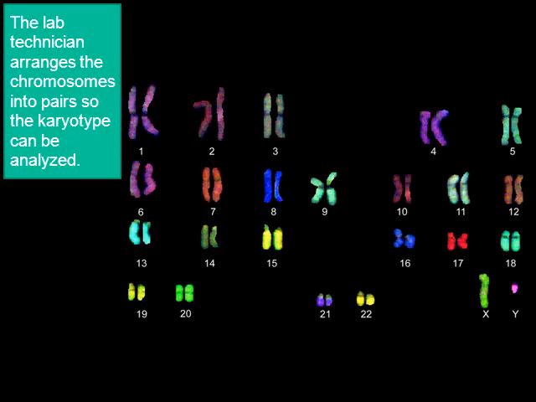The lab technician will simply match and arrange the chromosomes into pairs. There's 2 chromosome number 8s. The lab technician will organize them next to one another. 2 chromosome 15s, 2 chromosome 20s. And so now the karyotype can be analyzed to see if something is wrong. Let's show you an example of what some karyotypes might look like if there are errors.